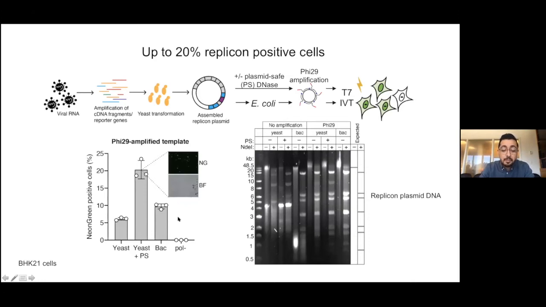And taking this DNA and making RNA and introducing that into cells, we get a much higher proportion of replicon-positive cells. So combining yeast plasmid, DNase treatment, and then phi-29 amplification gave us the best results, with consistently around 10 to 20% of cells positive for the replicon.